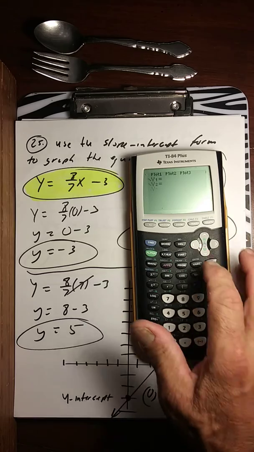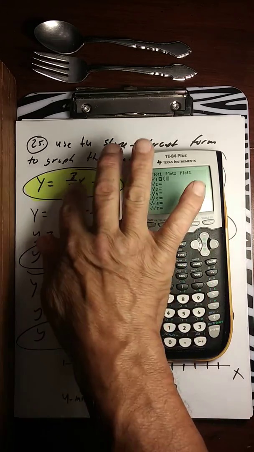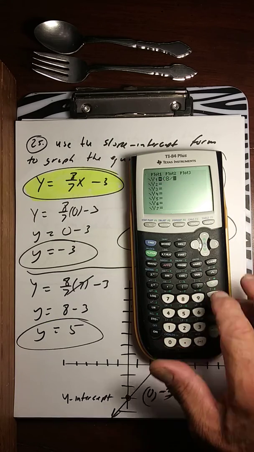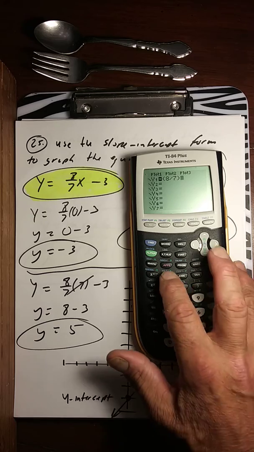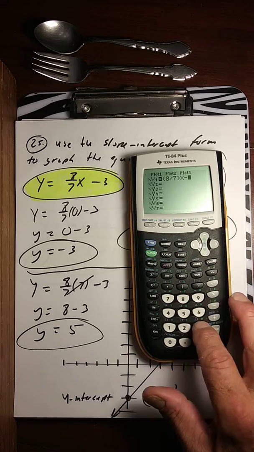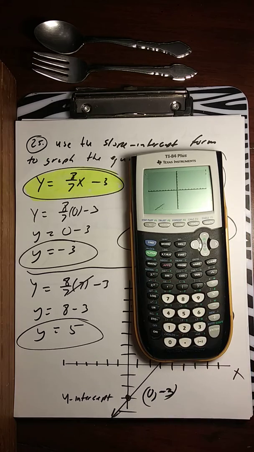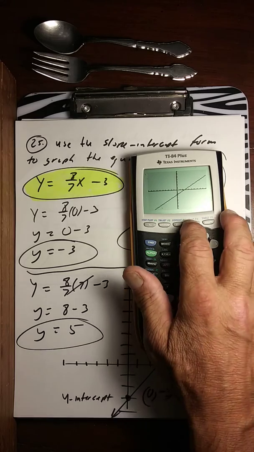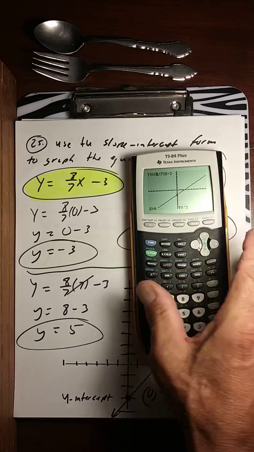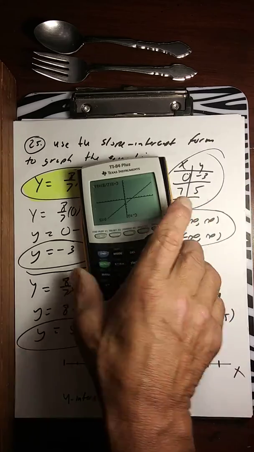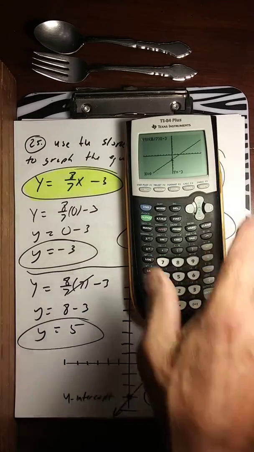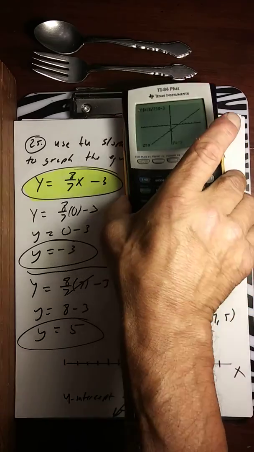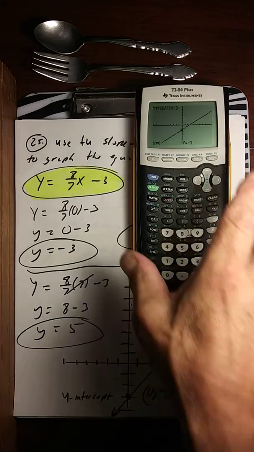So we have y equals parentheses 8 over 7, 8 divided by 7, x, big minus sign 3, hit graph. You can do trace if you want. It gets you a point: 0 and negative 3 is one point, and right there is another point. Okay, alright, next one.